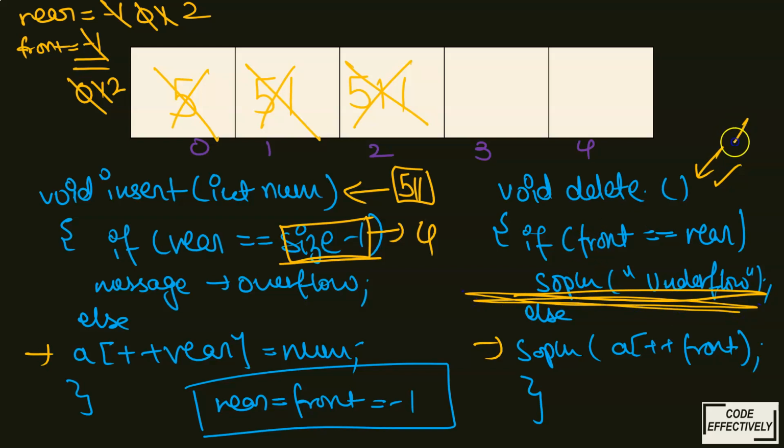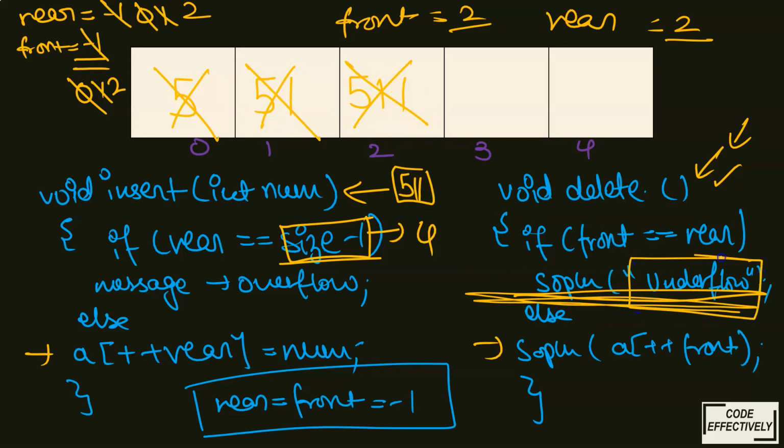Again I say I want to delete a number. Front equal rear, it will first check. Let's see. The value of front is now 2, and the value of rear is also 2. 2 is equal to 2. Yes, condition is true. And this also signifies that our queue is underflow. You can see because all these numbers are deleted and we don't have any number to delete. So this signifies that the queue is underflow. The queue is empty. You can write anything.